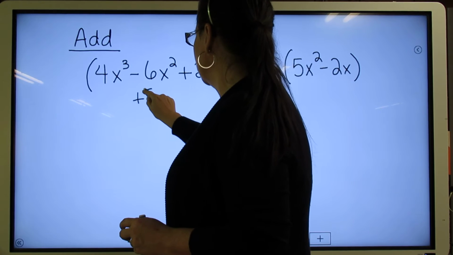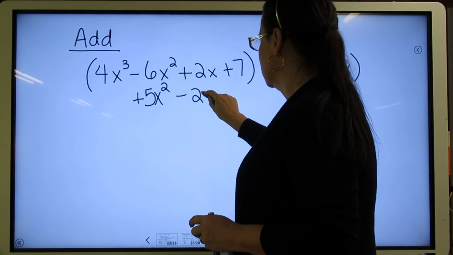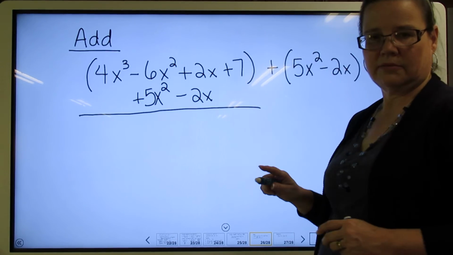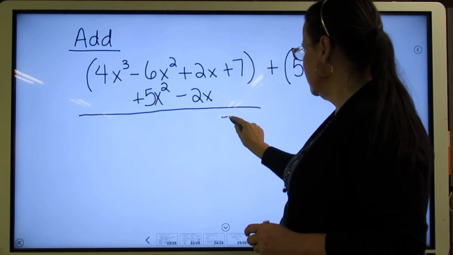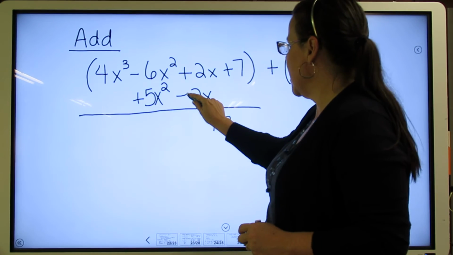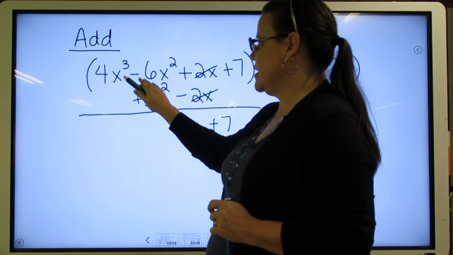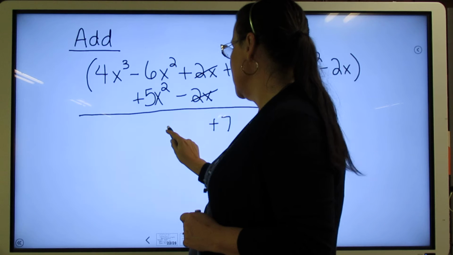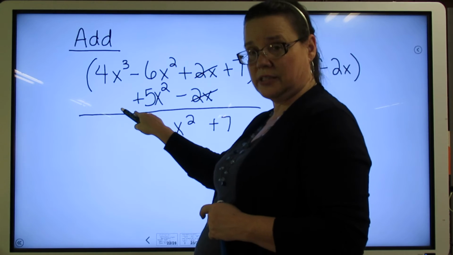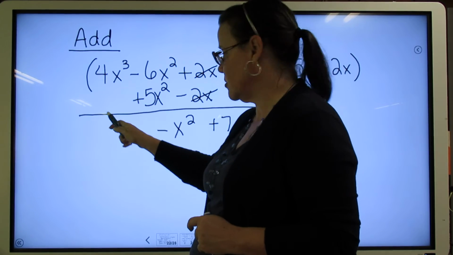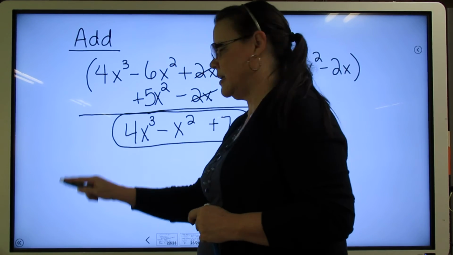So I'm going to find the one that matches 5x squared. And then I'm going to do minus 2x. And then I'm just going to put a line, right? And then we're going to bring them down. Each little term we're going to bring down. So we have 7, and it's a positive. But I notice that 2 minus 2, I can cross that out because they cancel out. I have a negative 6x squared plus 5x squared. That's going to give me just an x squared, but a negative x squared because it's negative 6 plus 5. And then I have nothing for the 4x to the 3rd power, and I bring that down. And that would be my final answer for that one.